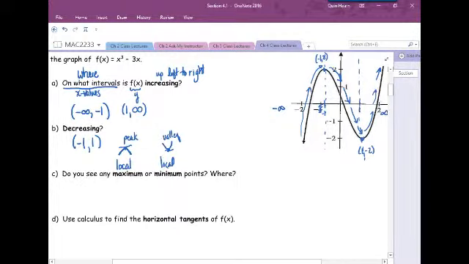So do we see any peaks or valleys in this graph? And where do they occur? Now remember, where again means x values. Can anyone type into the chat bar an x value where we have a peak or a valley?